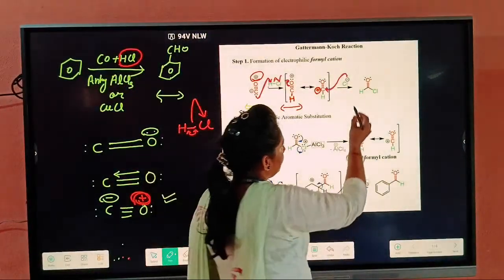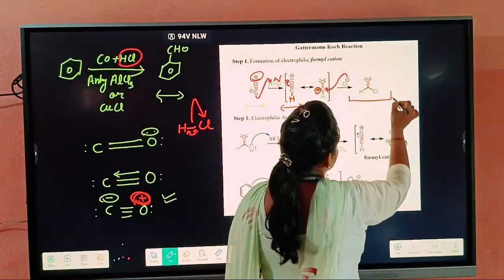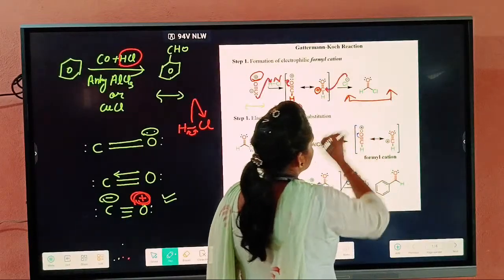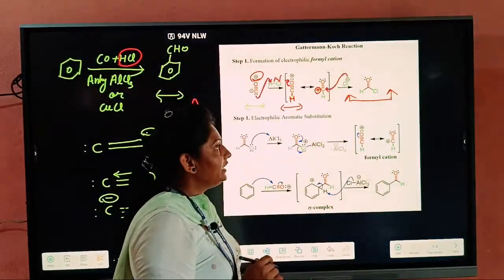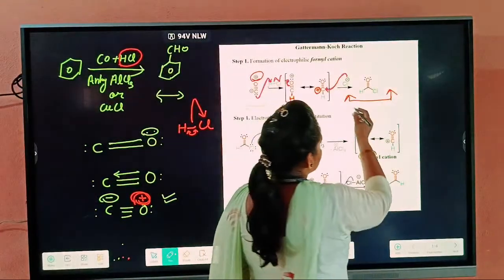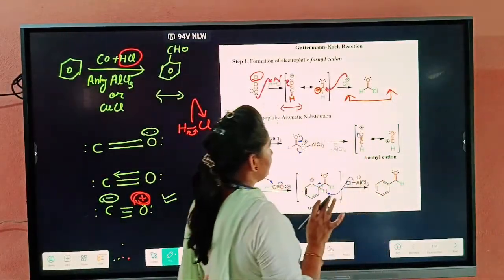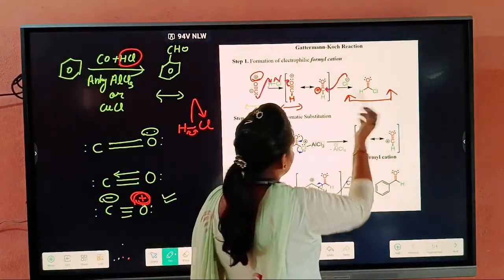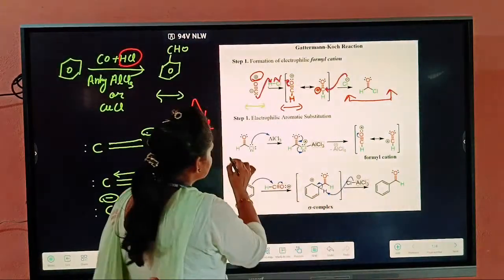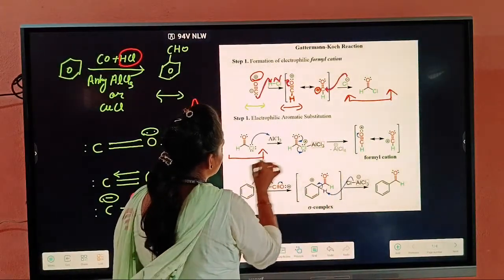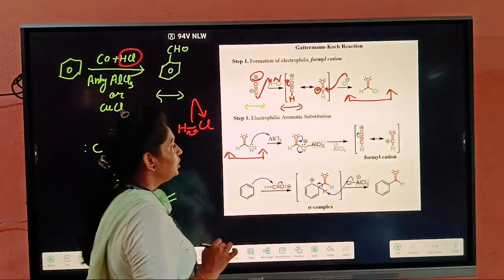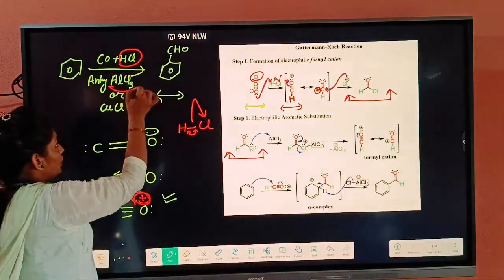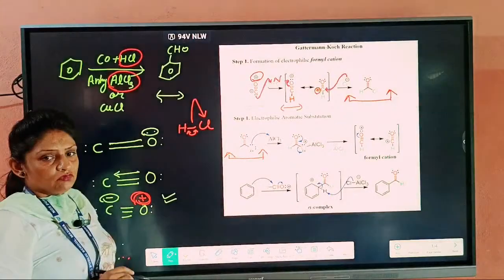Okay, and finally we will get this species. This is the formaldehyde ion, we can say this one. Okay, so we will get in this way. Now students, after formation of this intermediate, we were also taking the presence of the aluminium chloride.